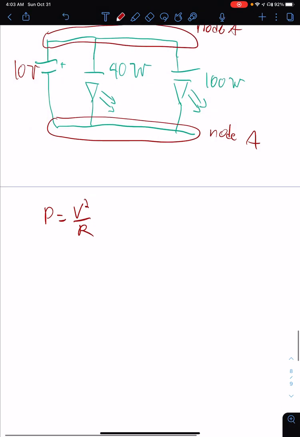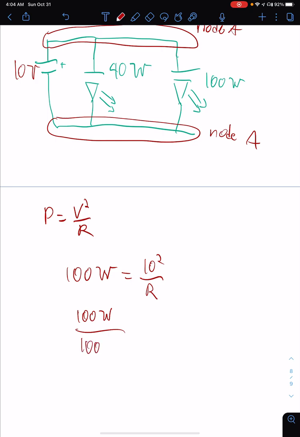I'll go back to red for solving, but P is equal to that. So if we have 100 watts is equal to the voltage, 100 volts squared over resistance R, which is unknown, we want to move it over. So it's going to be 100 watts divided by 100 volts squared, which is going to leave us with 1 ohm.